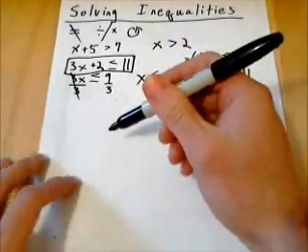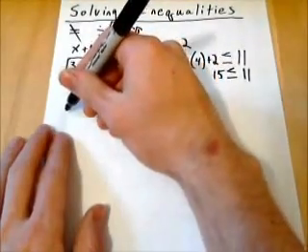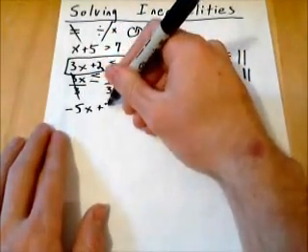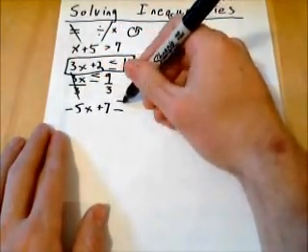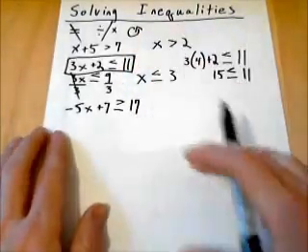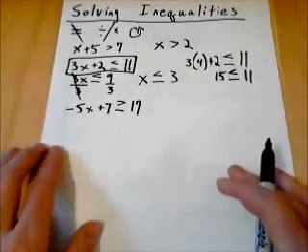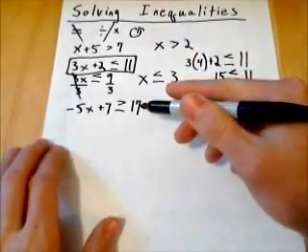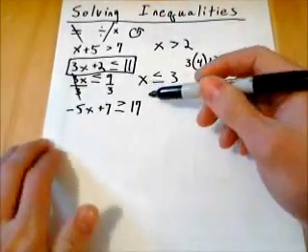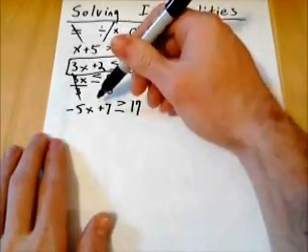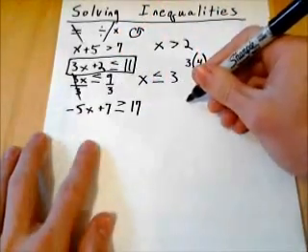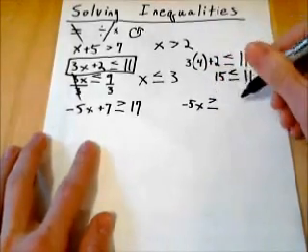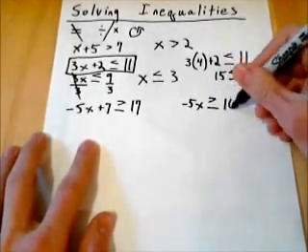So here's another example: negative 5x plus 7 is equal to or greater than 17. Now this is going to be a little bit different, and this is where switching the signs around is going to come into play. Initially we're just going to treat it exactly like we would an equation. So we're going to subtract 7 from both sides, giving us negative 5x is equal to or greater than 17 minus 7, which is 10.